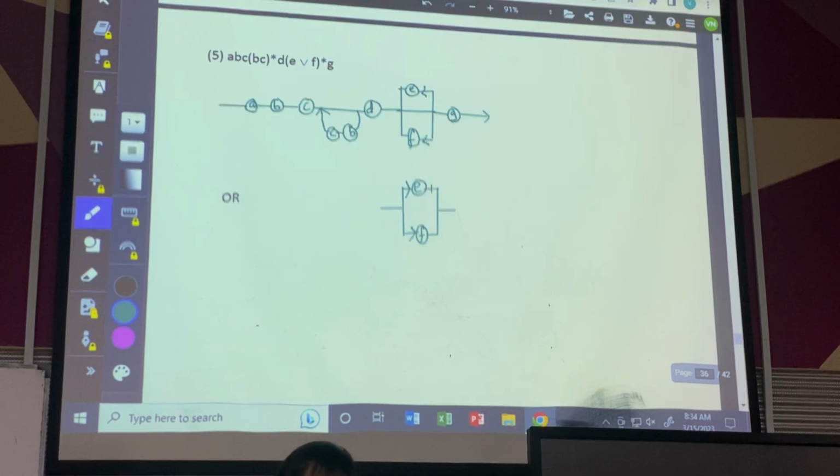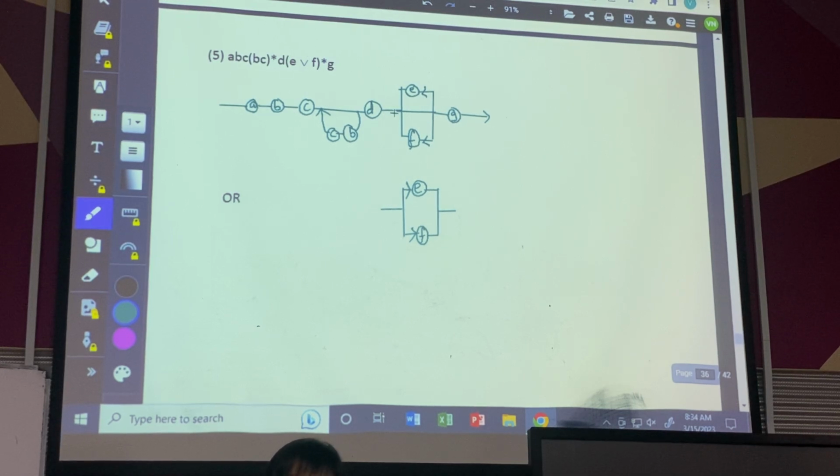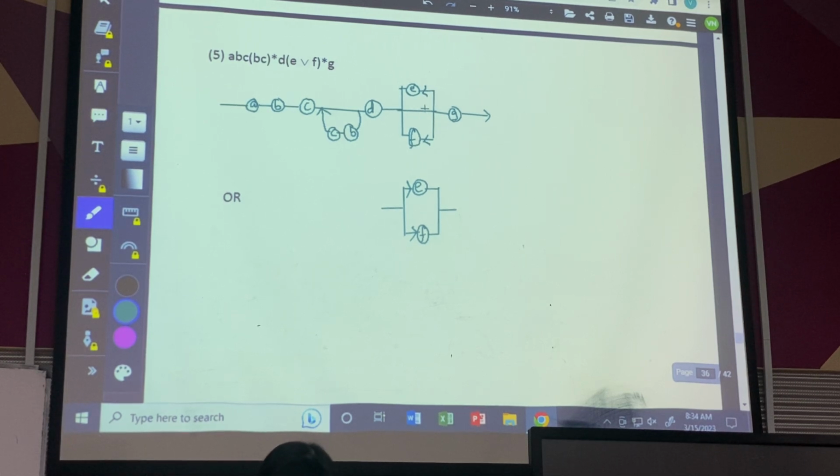But if this is a loop, like this one, then you need to go through the middle line first. Then only you can go back to E or go back to F. So you need to go through this one line, this line first. Then only you choose either you loop the E or you loop the F.